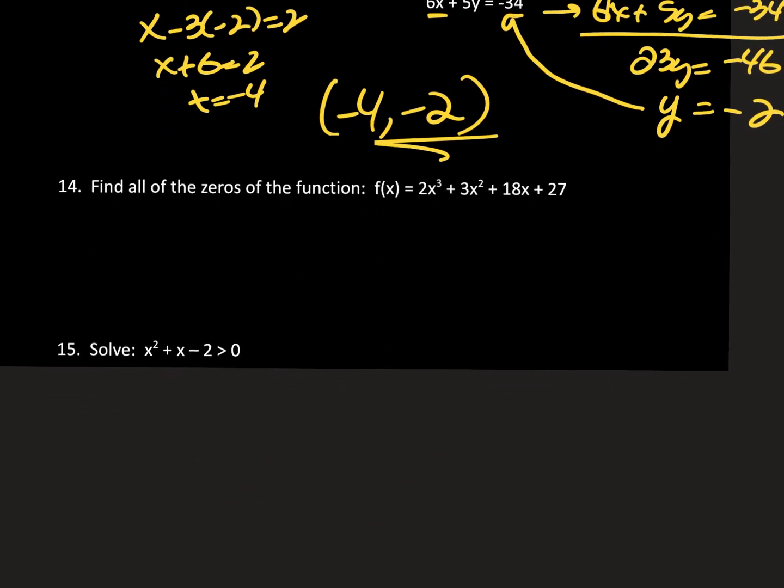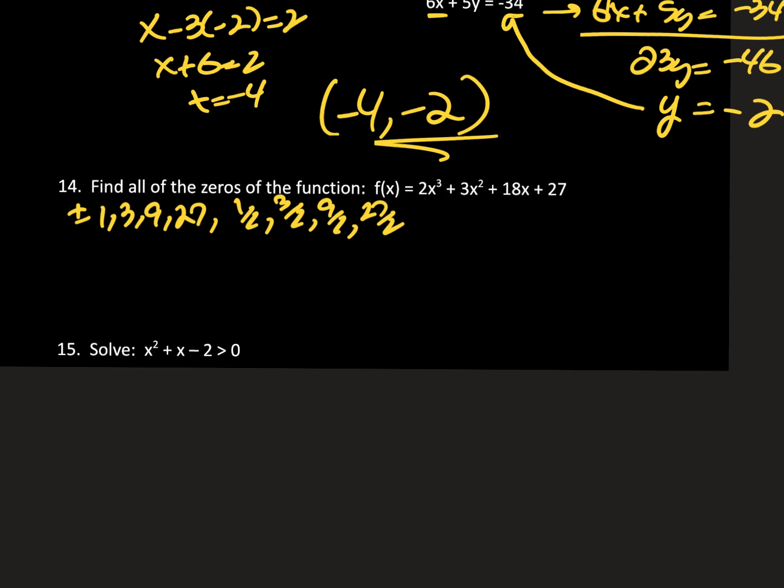Number 14, find all the zeros. First of all, let's make a list. Put the factors of the last number over factors of the first. The factors of 27 are right there. That's all over 1. The factors of 2 are 1 and 2. So I'm putting 1 over 1, all those over 1, then I'm putting all over 2. 3 over 2, 9 over 2, 27 over 2. And I'm going to punch in my calculator and see where the x-intercept is.